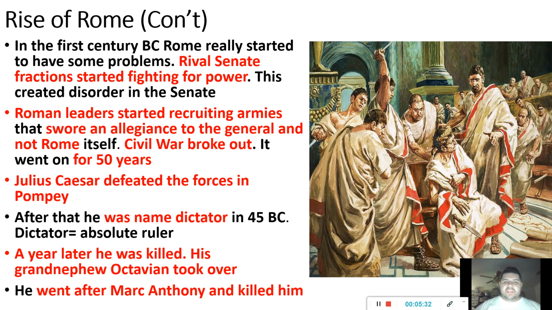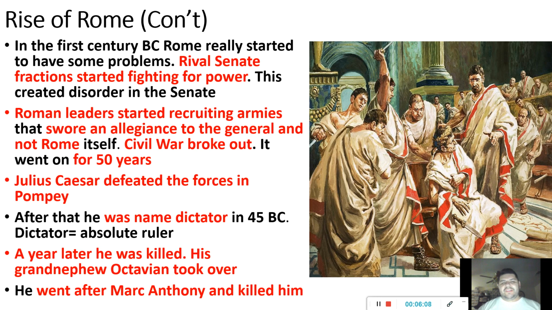So what happened is these Roman leaders started recruiting armies. They would get hired soldiers, of course back then they didn't have guns. And these guys swore an allegiance to the generals of these factions and not Rome itself. So their allegiance went from country to this group. It's group over country, which is always a bad thing. And when that happened, civil war breaks out.